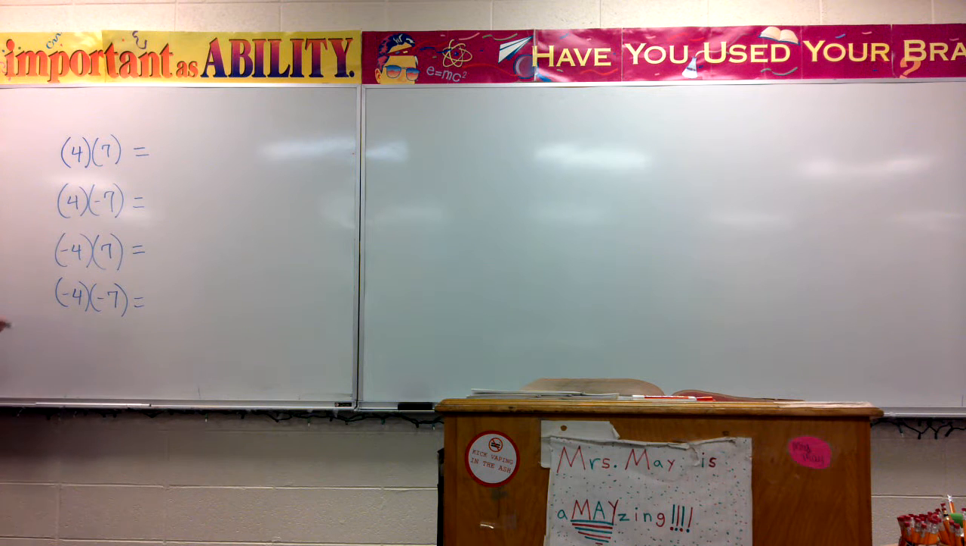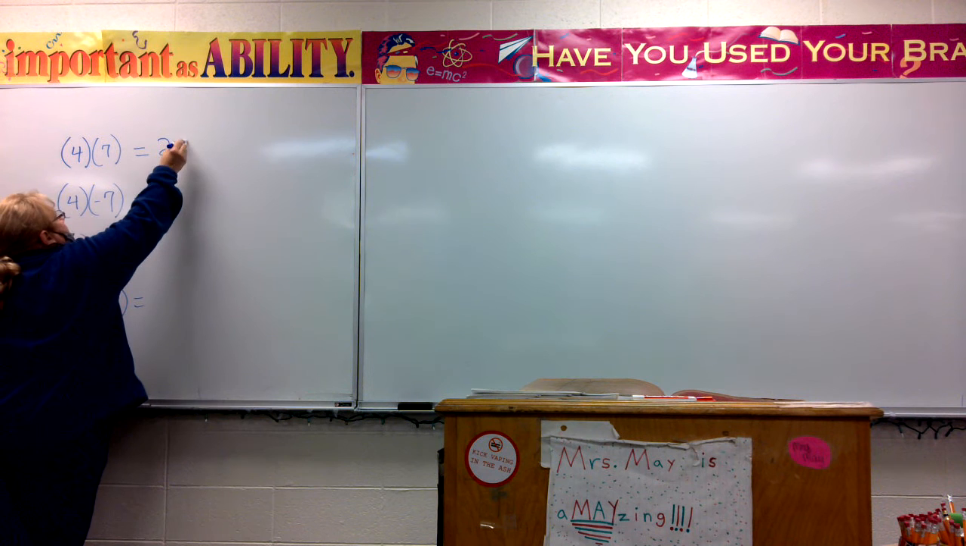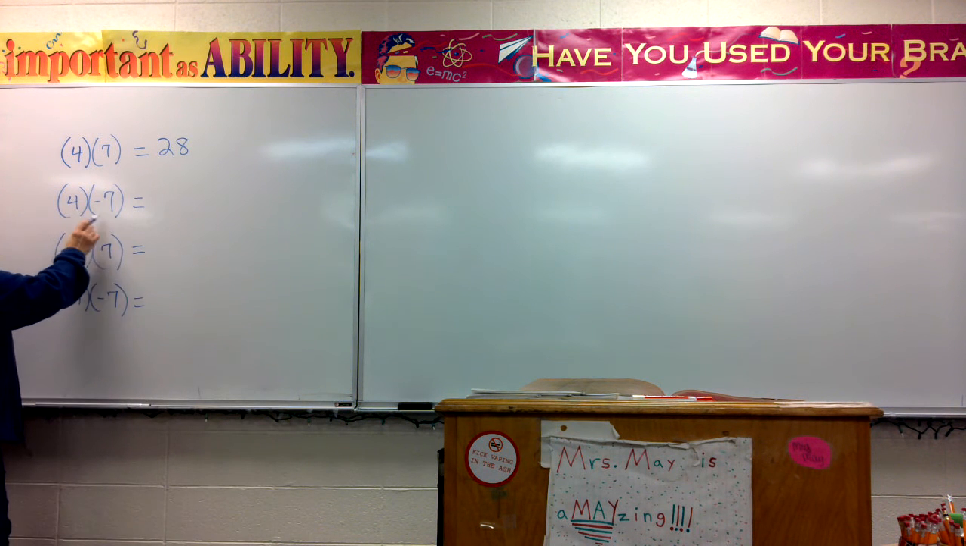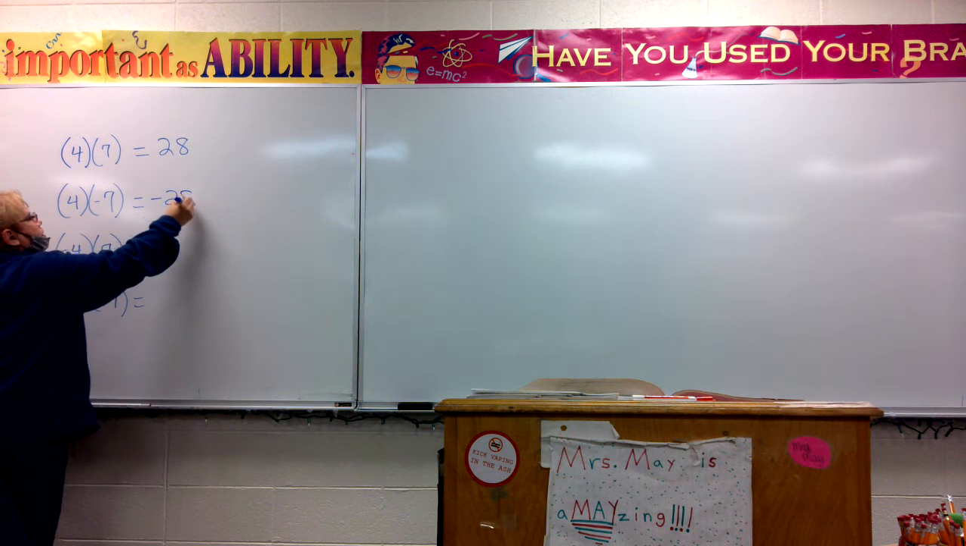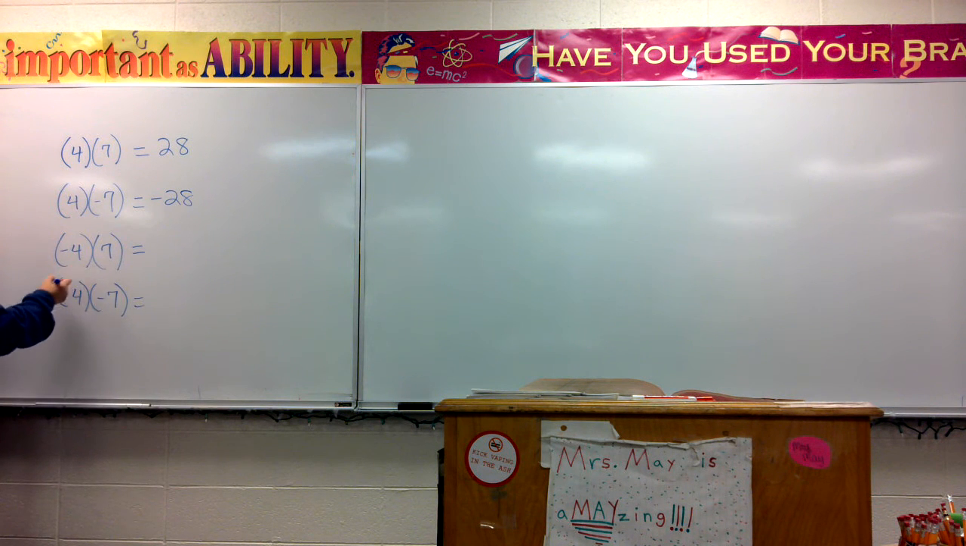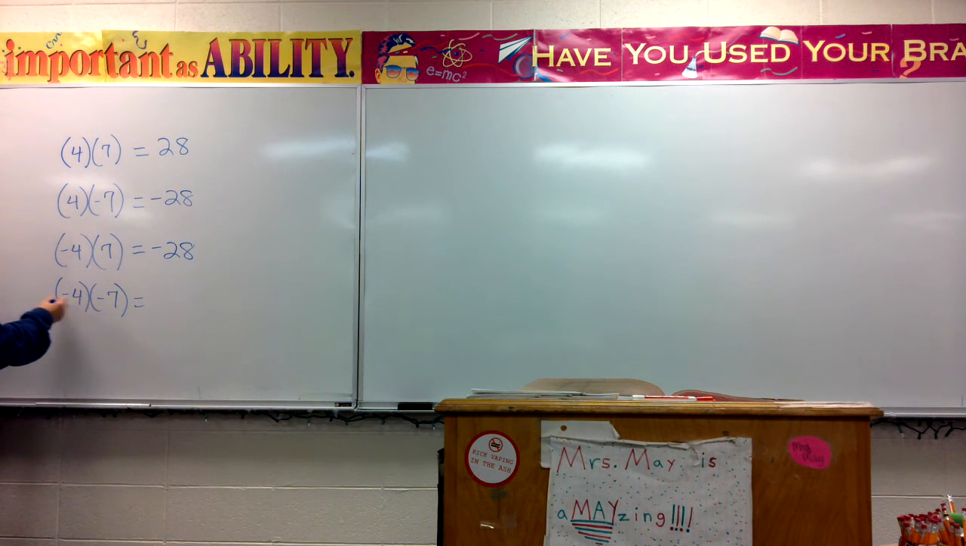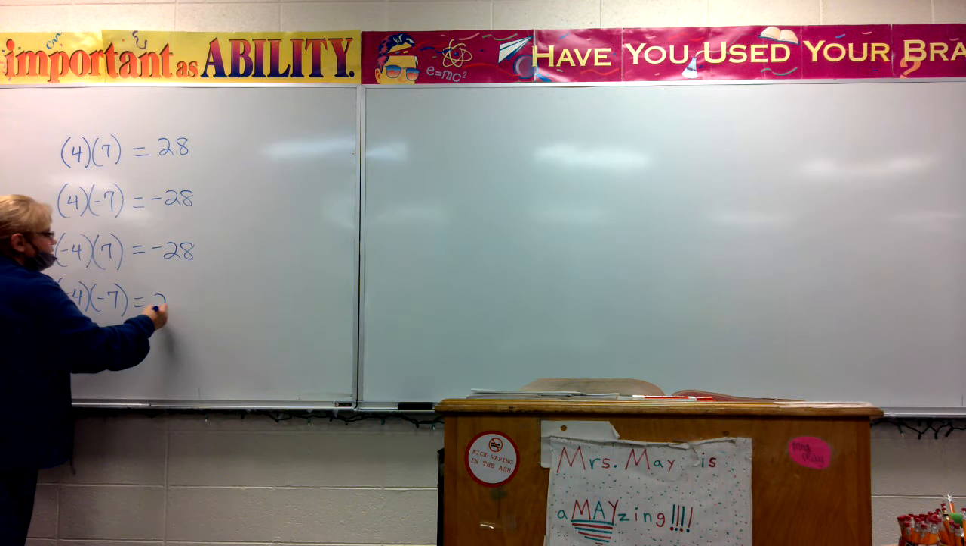So tell me what you get, negative or positive? Positive. Positive 28. Negative or positive? Negative. Negative times positive is negative. What do you get here? Another negative. And what do you get here? Positive. Done. We're all done.